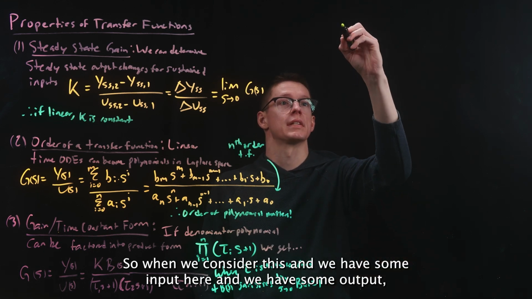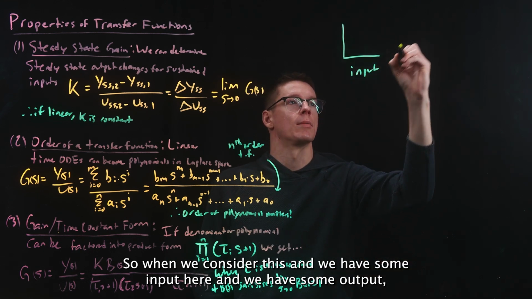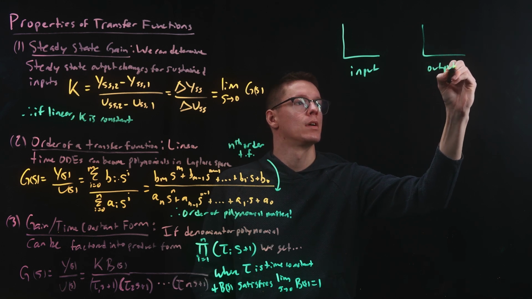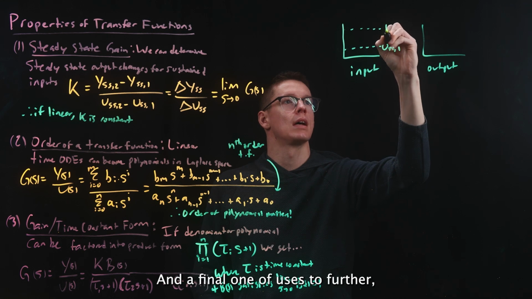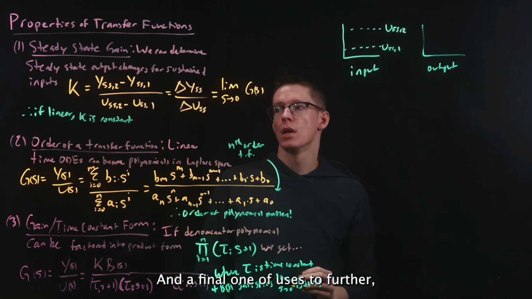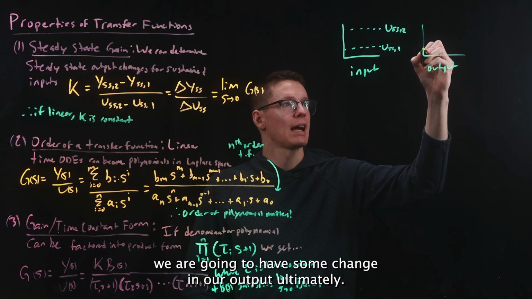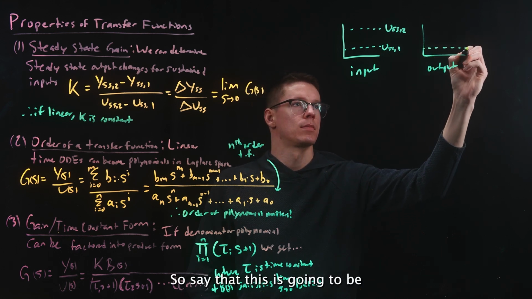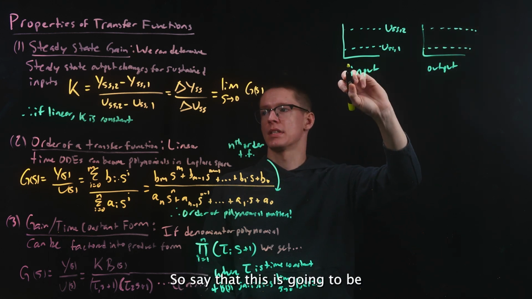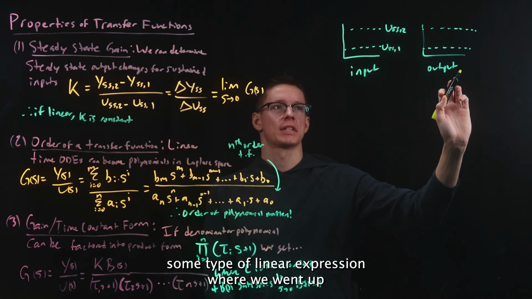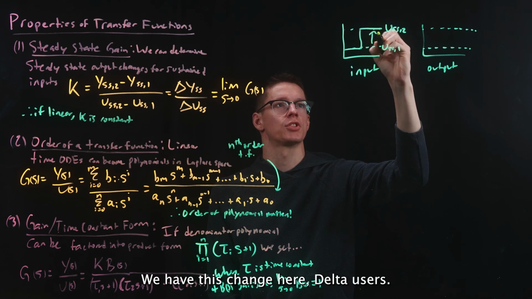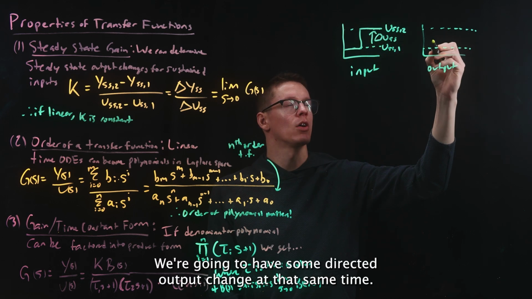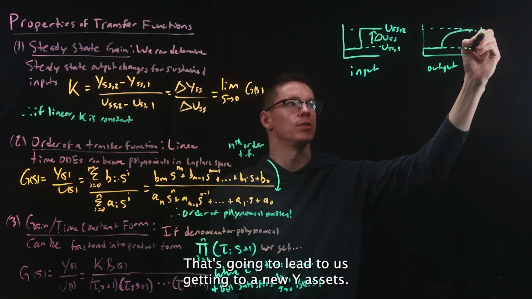So when we consider this and we have some input here and we have some output, we might have an initial steady state value of USS1 and a final one of USS2. Further, we are going to have some change in our output ultimately. So say that this is going to be some type of linear expression where we went up and we stepped up, we have this change here, delta USS. We're going to have some directed output change at that same time point that's going to lead to us getting to a new YSS.